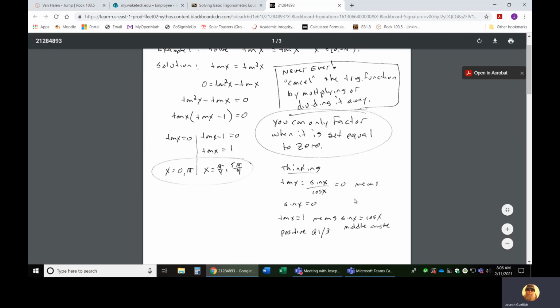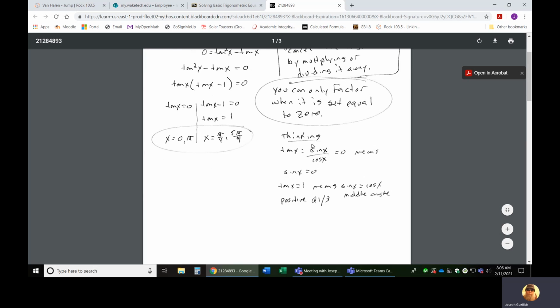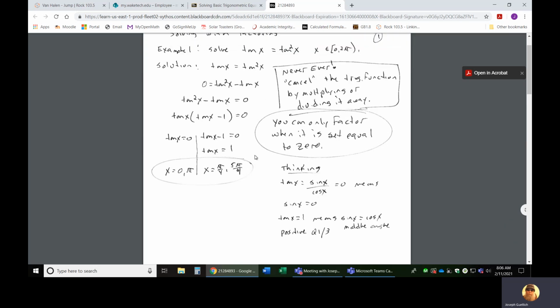You might, anyways. And then the other one, tangent x equals 1. The only way for that quotient, sine over cosine, to be equal to 1 is when the numerator and denominator are equal to each other. And the only place that occurs is the middle angle. Because that tangent is positive 1, that's going to be quadrant 1 or 3, and you can see my answers up there, pi over 4, 5 pi over 4. So the trig is right at the end, and it's just the unit circle stuff.